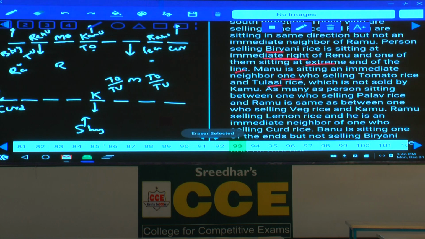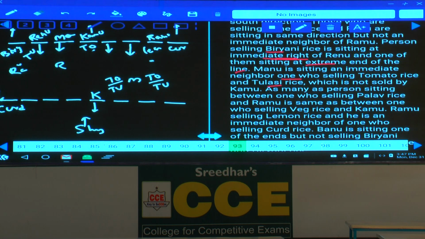Now let us finalize the directions of this one. Renu's immediate neighbors are the person who is selling biryani and another person, Manu. The person who is selling biryani is facing towards north, and this Manu must face towards south. Are you following this or not? Because the immediate neighbors of Kamu are facing the same direction, hence Kamu must be here.